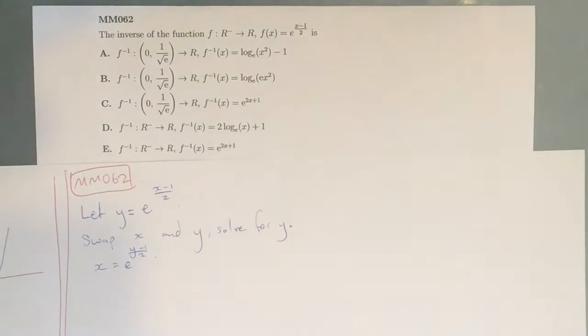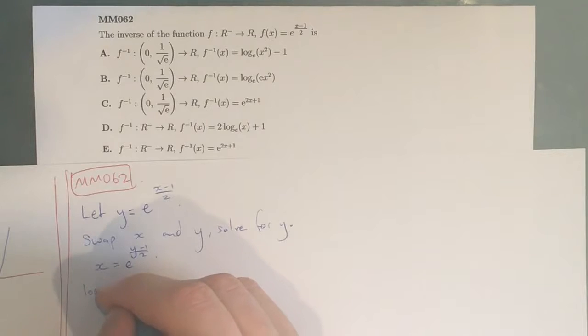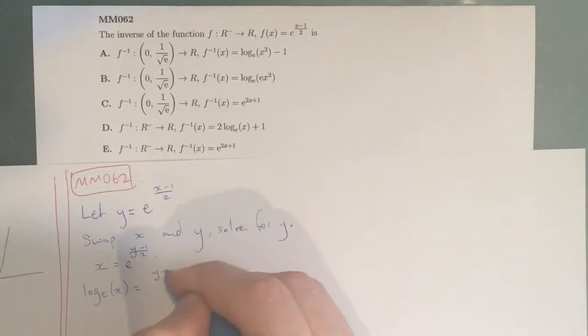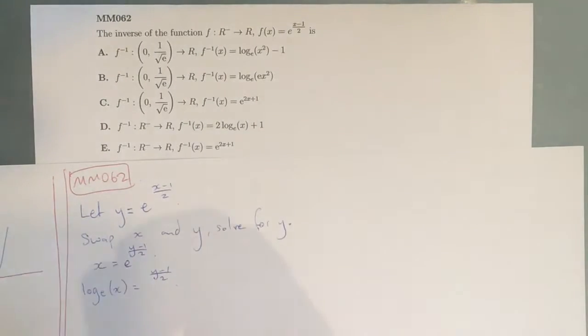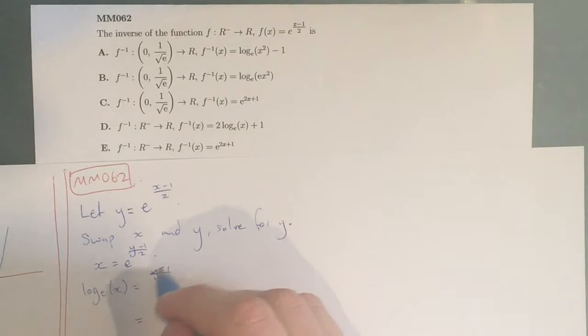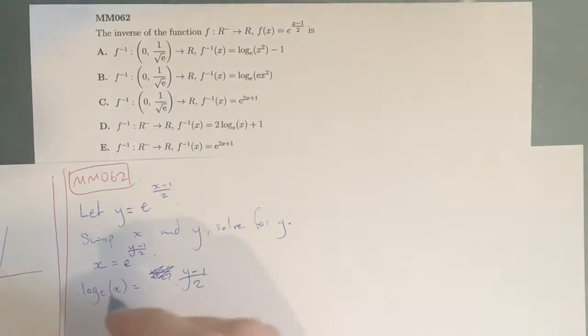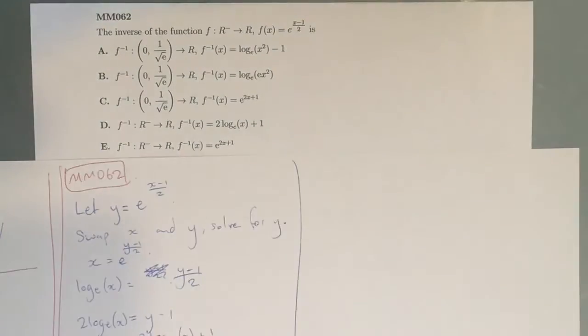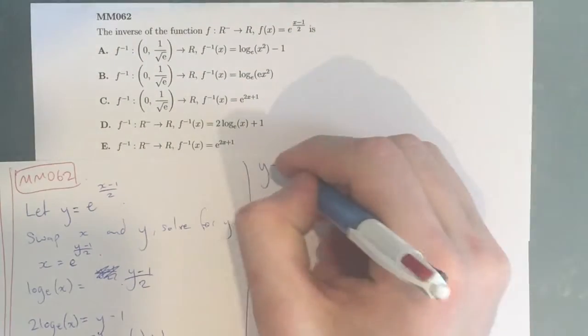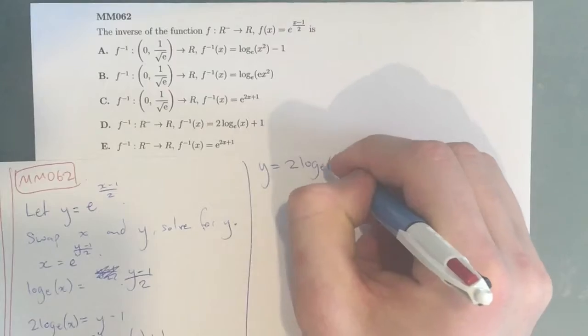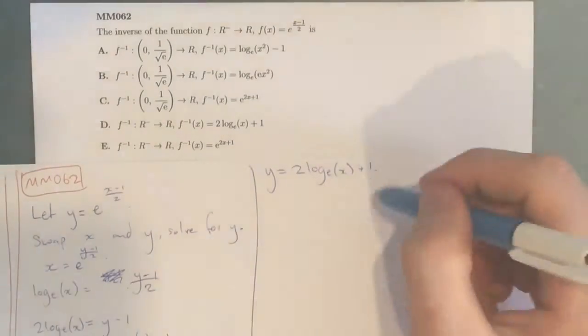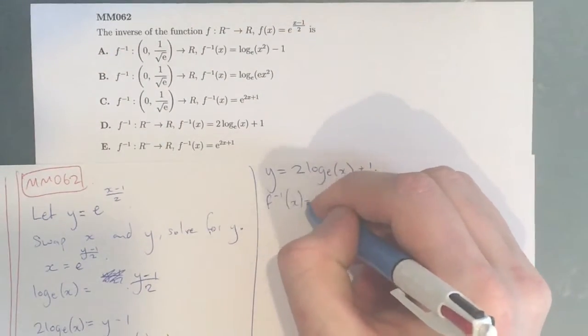So this becomes log e of x equals y take 1 over 2. We times both sides by 2 to get 2 log e of x equals y take 1, which means that y equals 2 log e of x plus 1. So now, let's rewrite this up here: 2 log e of x plus 1. So this is our inverse function, which is all well and good.